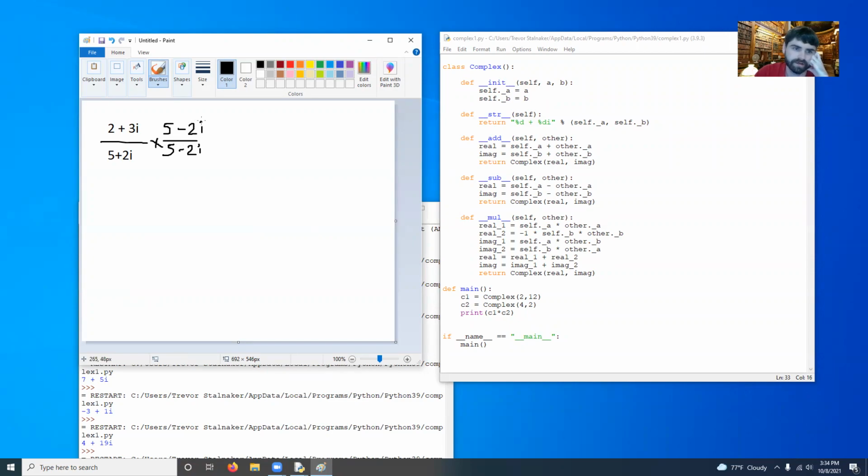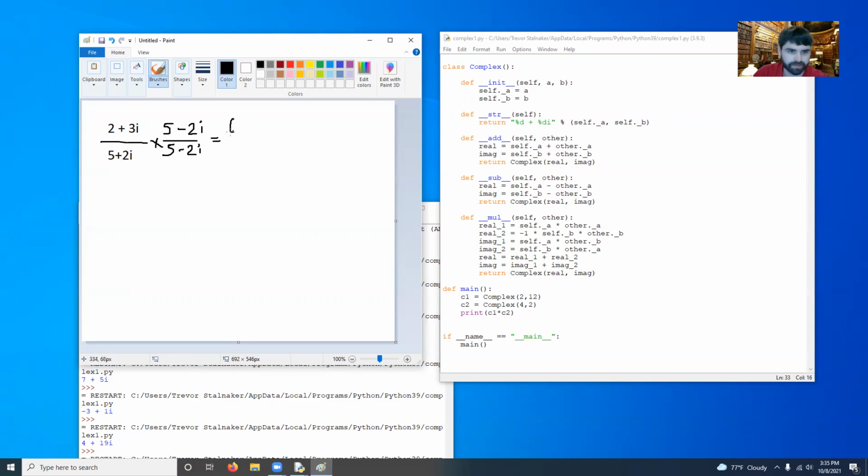Because remember, anything over itself is just 1. So this is a legal move. This doesn't change the value at all. But what it does do is it removes the i from the bottom. If you multiply this out, you'll see.